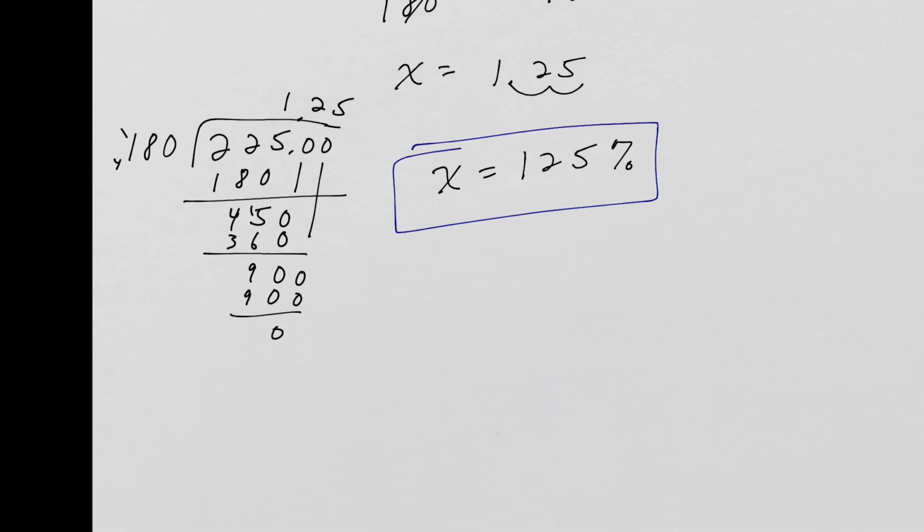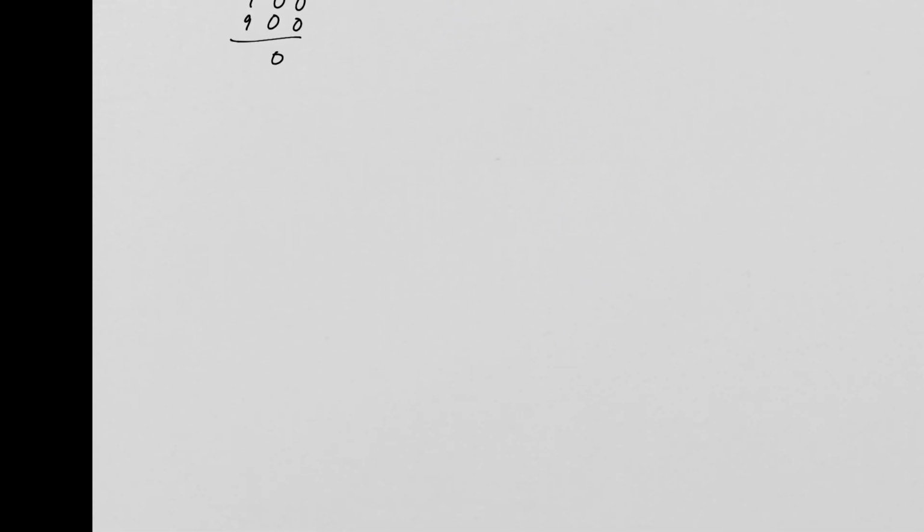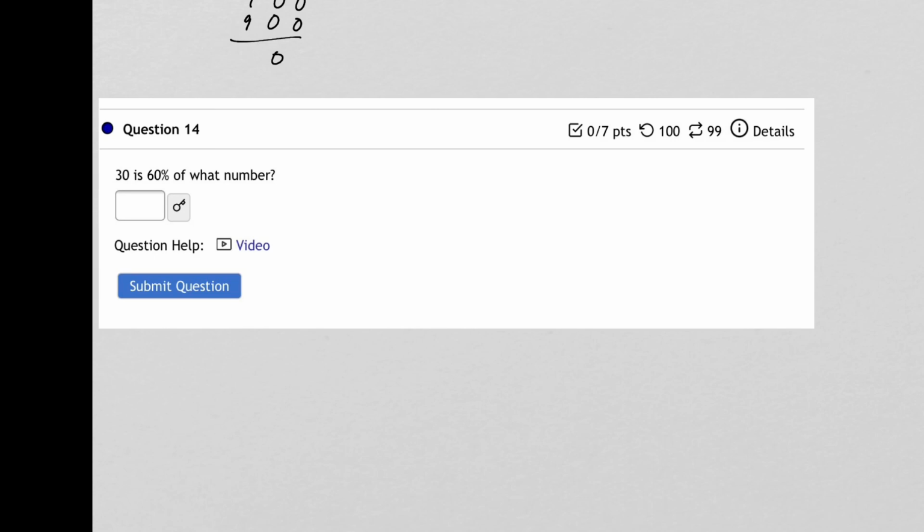Okay, and then let's do one more. Okay, so in this question, it says 30 is 60% of what number? Just for some variation, let's do this. Let's solve this as a proportion. Okay, so remember that we set it up as amount over the base equals percent over 100. That would be our proportion.